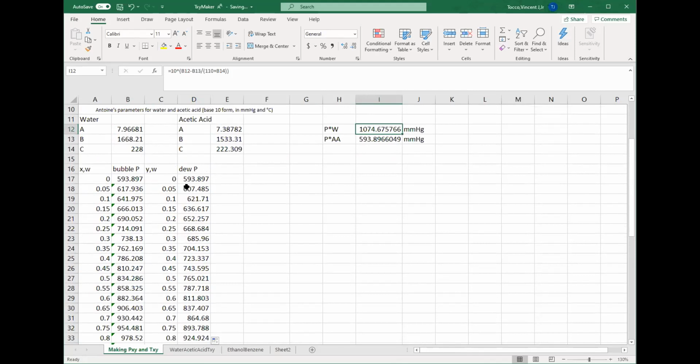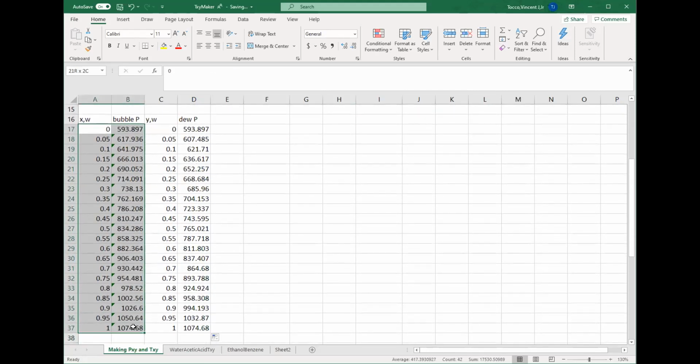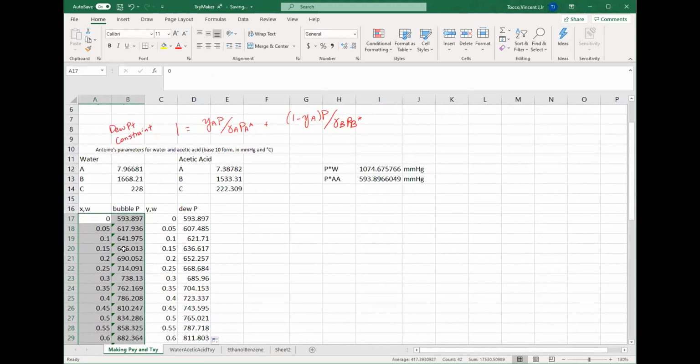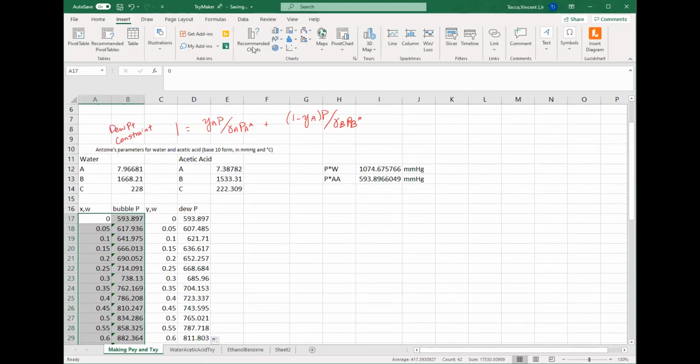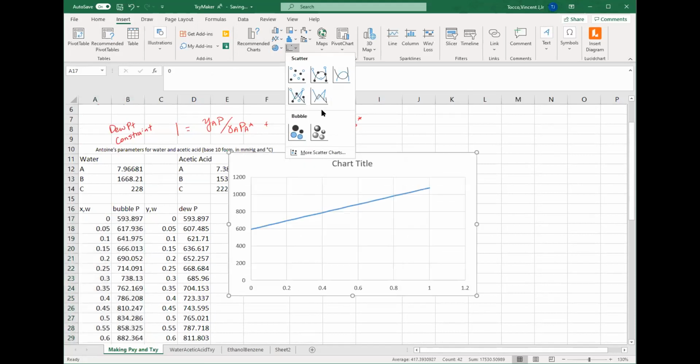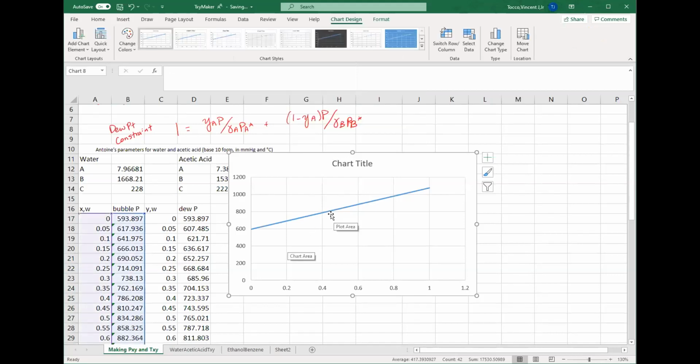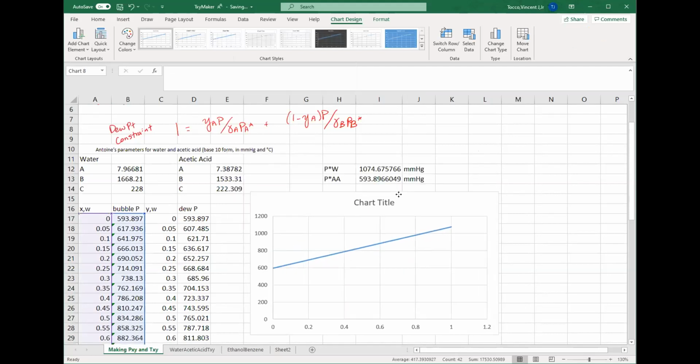The next step is to plot both of these curves on the same graph. So I can highlight what I want to plot. I'll plot the bubble point curve first, and I'll click Insert, and I want to make a scatter plot with a smooth line. Typically, I talked a lot about this in my phase equilibrium class. Typically, whenever you're modeling data or whenever you're not taking actual experimental data points, you want to have a smooth line here. And that signals to the reader that what you're talking about is a model.